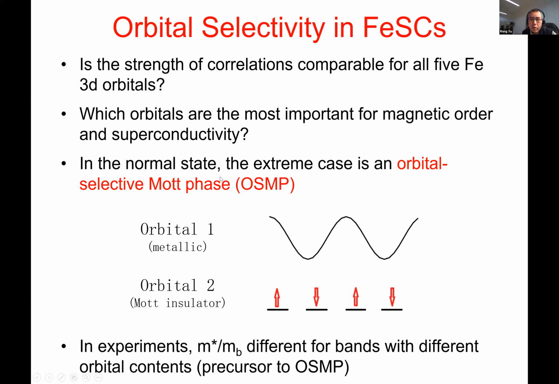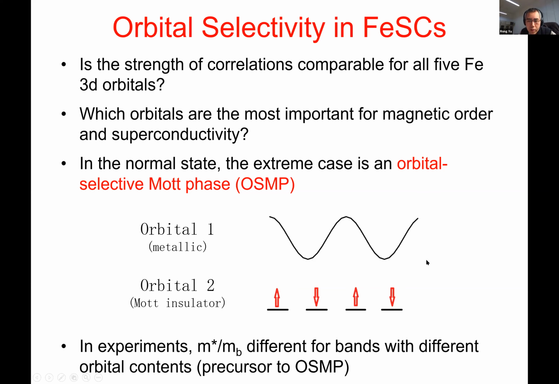In general, if we consider a multi-orbital system, say a two-orbital system, and there are very strong orbital dependent electron correlation effects, we say this system has a very strong orbital selectivity. In the extreme case, one orbital can be in a metallic phase with itinerant electrons, but the other orbital can be in a Mott insulating phase, where the only active degrees of freedom are the spins, but not the charge. We call this system an orbital selective Mott phase.